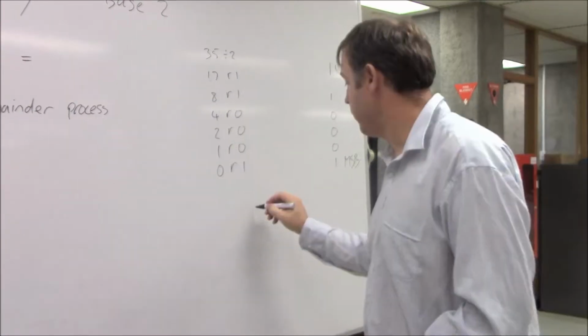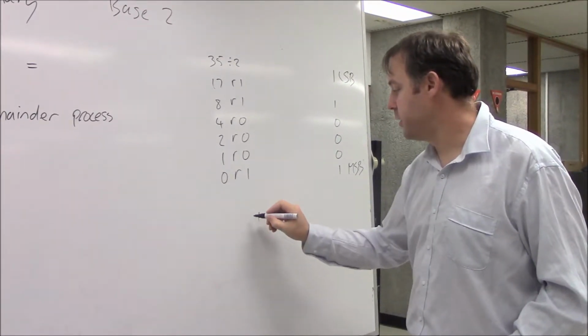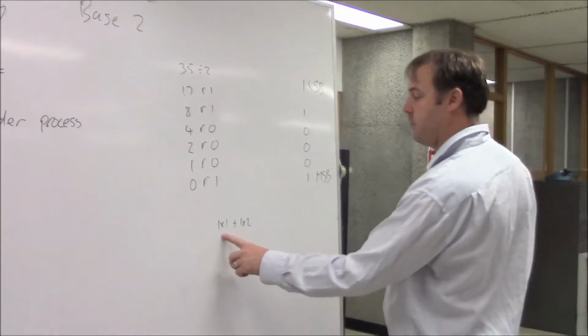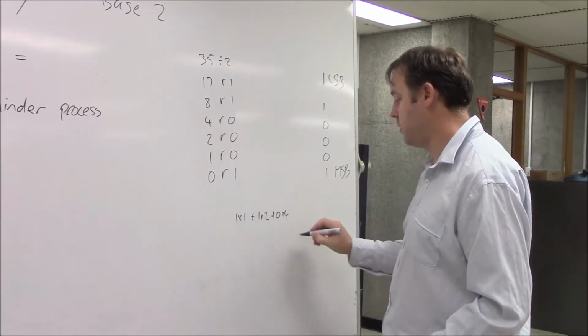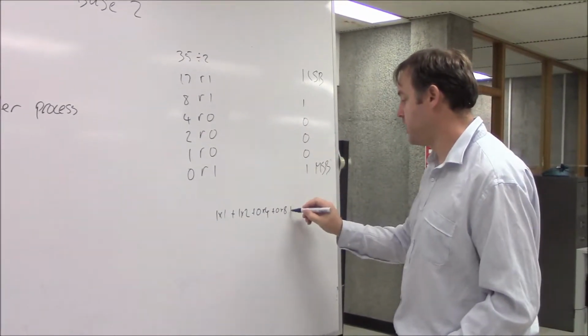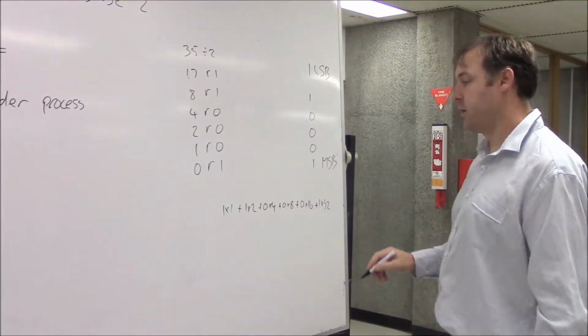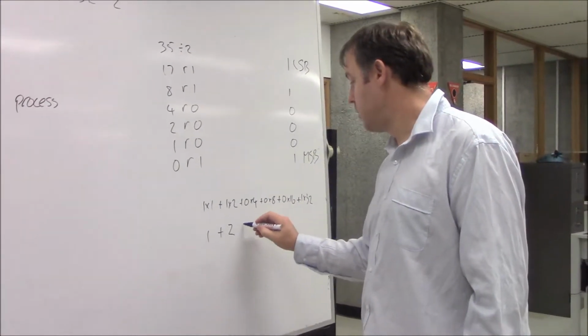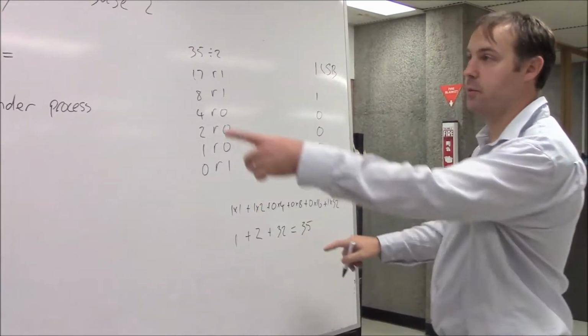So I've got 1 lot of 1 plus 1 lot of 2. Let's just write out: 1 lot of 1 plus 1 lot of 2 plus 0 lots of 4 plus 0 lots of 8 plus 0 lots of 16 plus 1 lot of 32. Okay, so we've got 1 plus 2 plus 32 is equal to 35, back to what we had before.